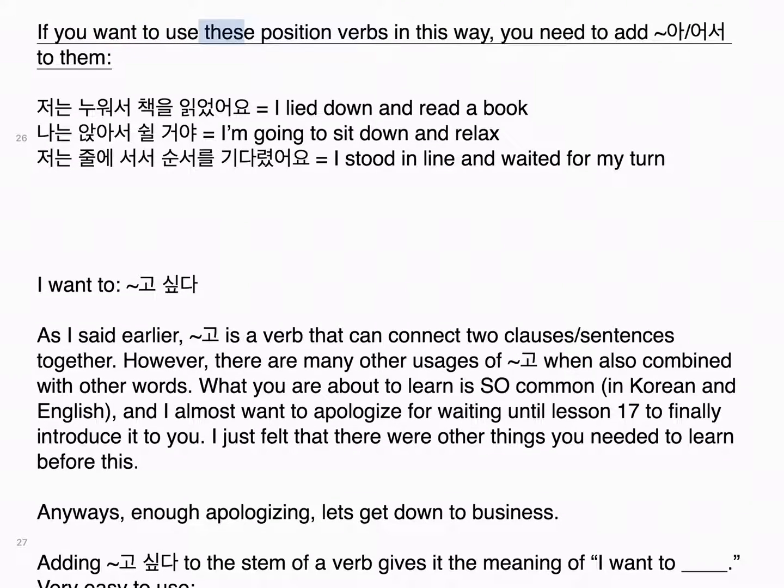If you want to use these position verbs in this way, you need to add 어서 to them. 저는 누워서 책을 읽었어요. I lied down and read a book. 나는 앉아서 쉴 거야. I'm going to sit down and relax. 저는 줄에 서서 순서를 기다렸어요. I stood in line and waited for my turn.